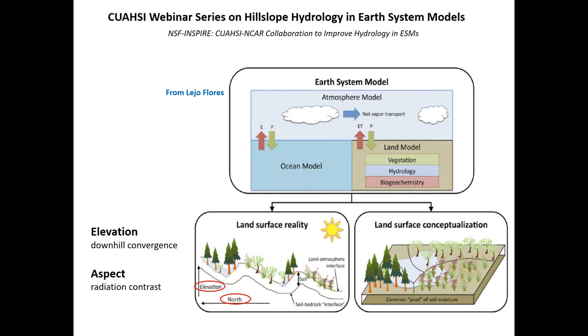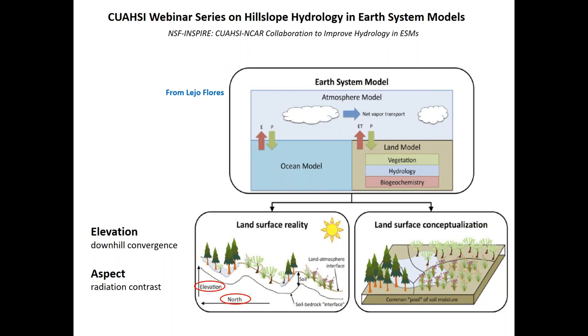Excellent. All right, so sorry to repeat this intro again, but for the first-time attenders, I think it's good to give them the context. This is an NSF Inspire project, a collaboration between CUAHSI and NCAR to engage the hydrologists, particularly hillslope and catchment hydrologists, to help improve the process representations in the earth system models in the large model grid.